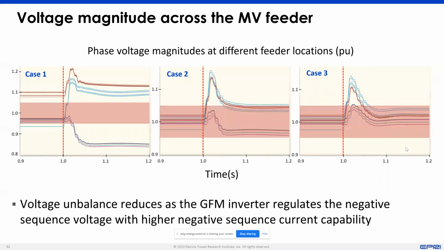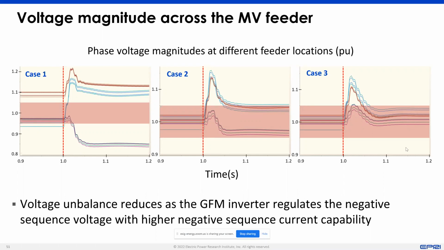Okay, so now if you look at the results from the simulation and compare all 3 cases, as we can see in case 1, where the grid forming inverter is not regulating the unbalanced voltage at all, the system across the feeder becomes highly unbalanced, and the voltages are also outside the range of 0.95 to 1.05. And as we start asking the grid forming inverter to regulate the unbalanced voltage and start providing negative sequence current, we can see the voltage imbalance is brought down.